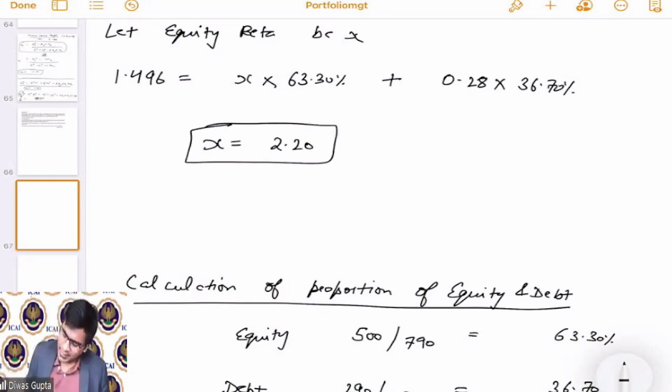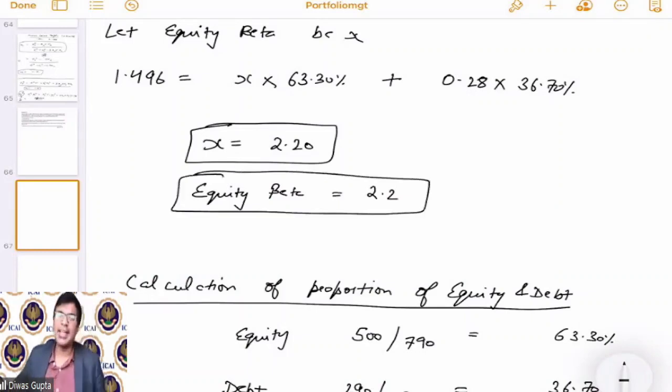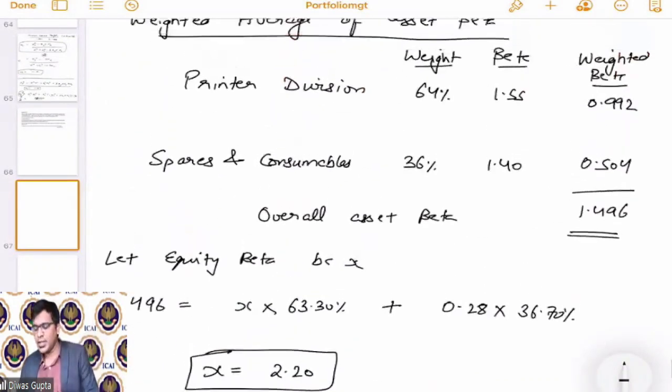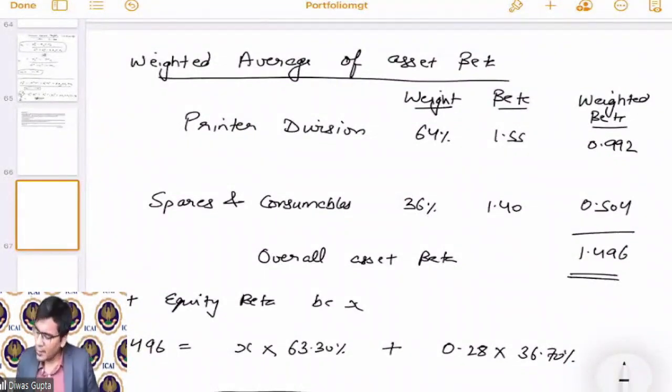That means equity beta is equal to 2.2 as per the current debt mix and the current investment mix. So we expect that equity beta should be 2.2 because we have invested in such assets for which we are getting a composite beta of 1.496.